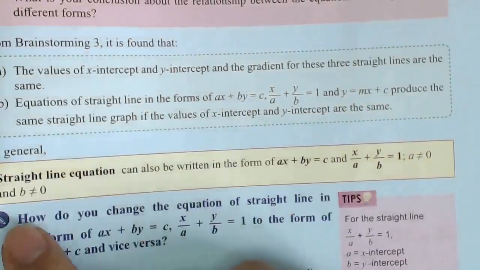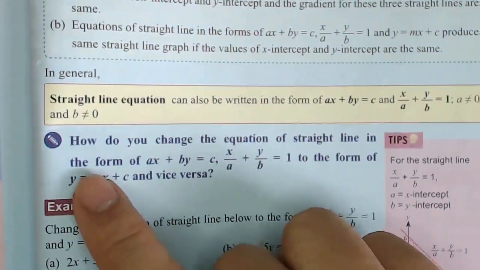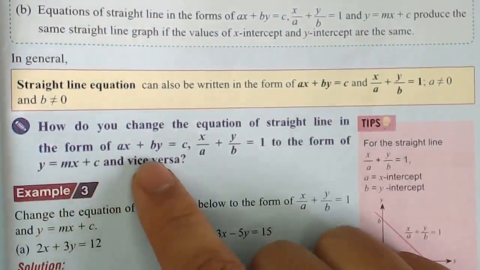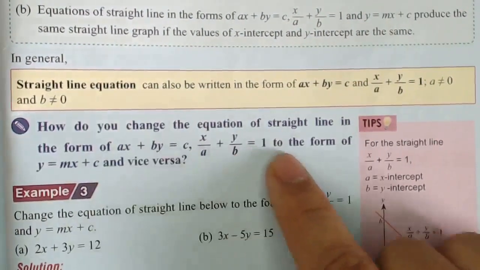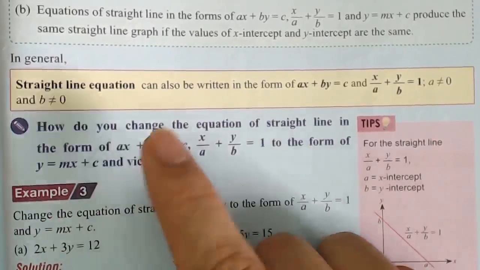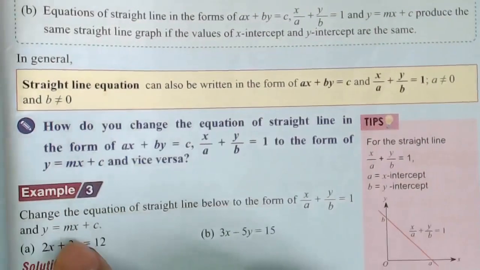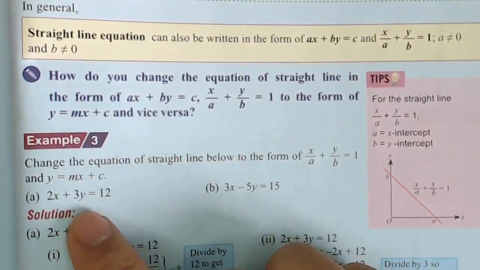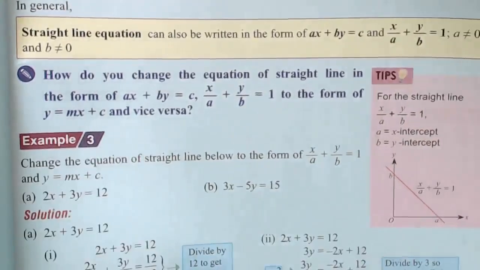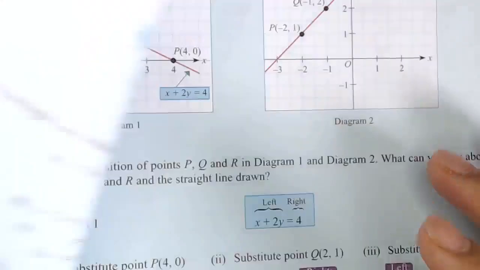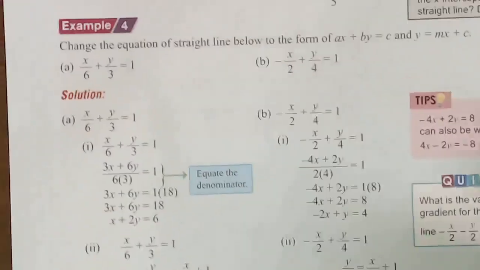How do you change the equation of a straight line from this form to this form, to the form of this, and vice versa? So we have learned to do this, correct? To do the change. Okay. I believe you know already how to change between them. Need not more exercise.